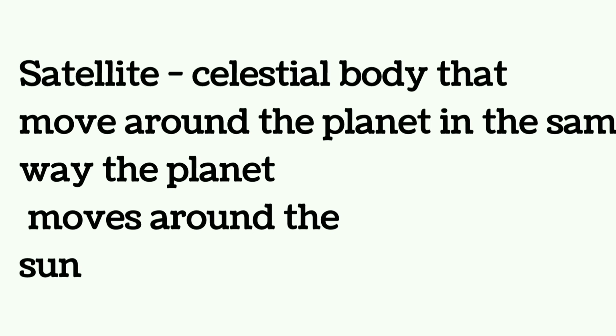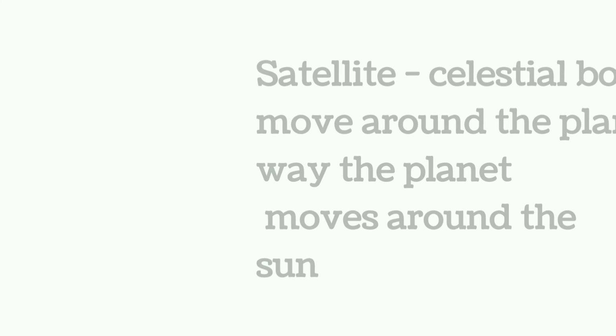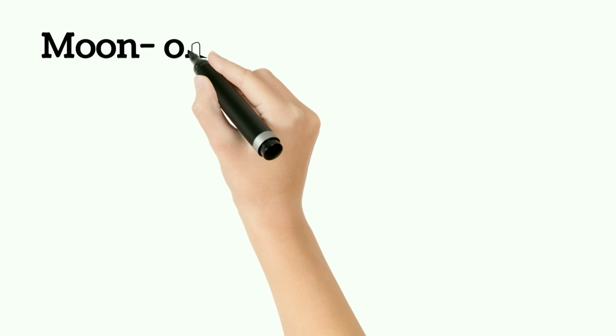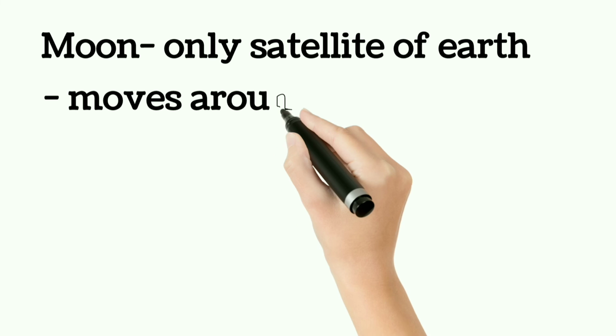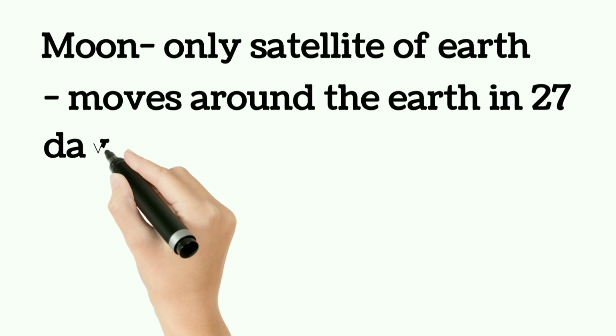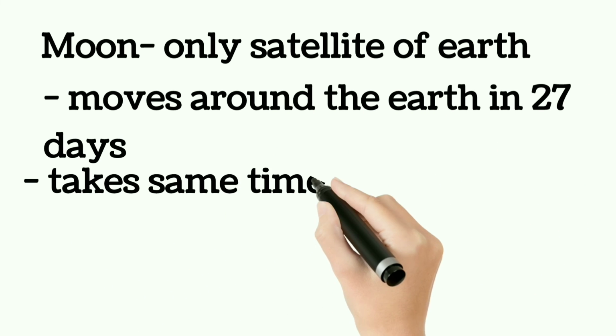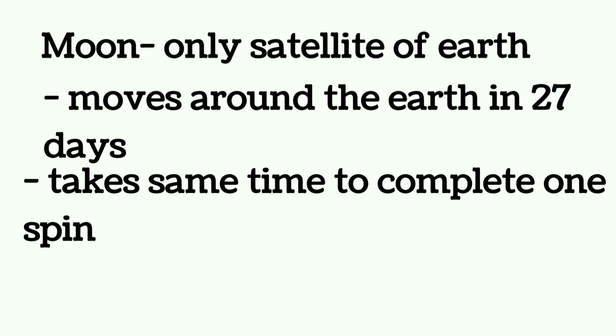Now moving back, we have seen that Earth has life supporting conditions. Earth has one satellite, which is nothing but the moon. This moon moves around the earth in 27 days. This 27 days span is the time it takes to complete one spin. That is, the moon moves around the earth in 27 days, and it takes the exact same time to complete one spin.